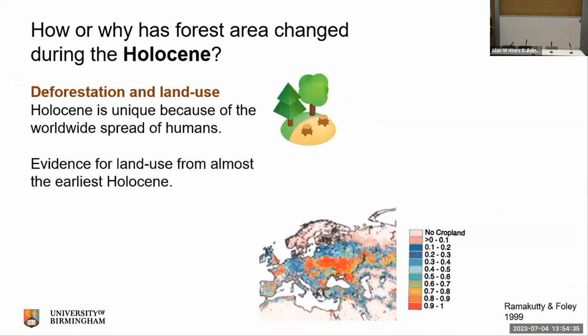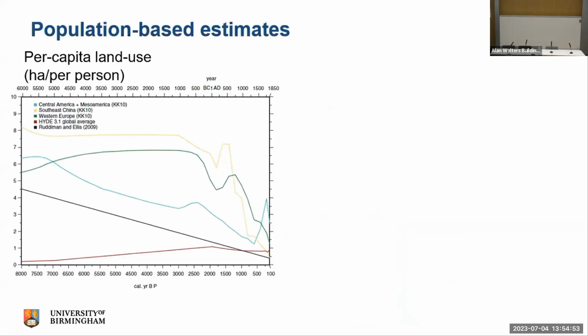But forest area may have changed additionally, not just due to the natural forcings, but also because of the presence of humans. So the Holocene is unique because of the spread of humans throughout basically the whole globe. And there's evidence of land use from almost the earliest Holocene, which I'm going to cover in the next few slides. So obviously this is a climate modeling talk. How do we bring those two themes together? That's what I'm going to try and cover in the next couple of slides.